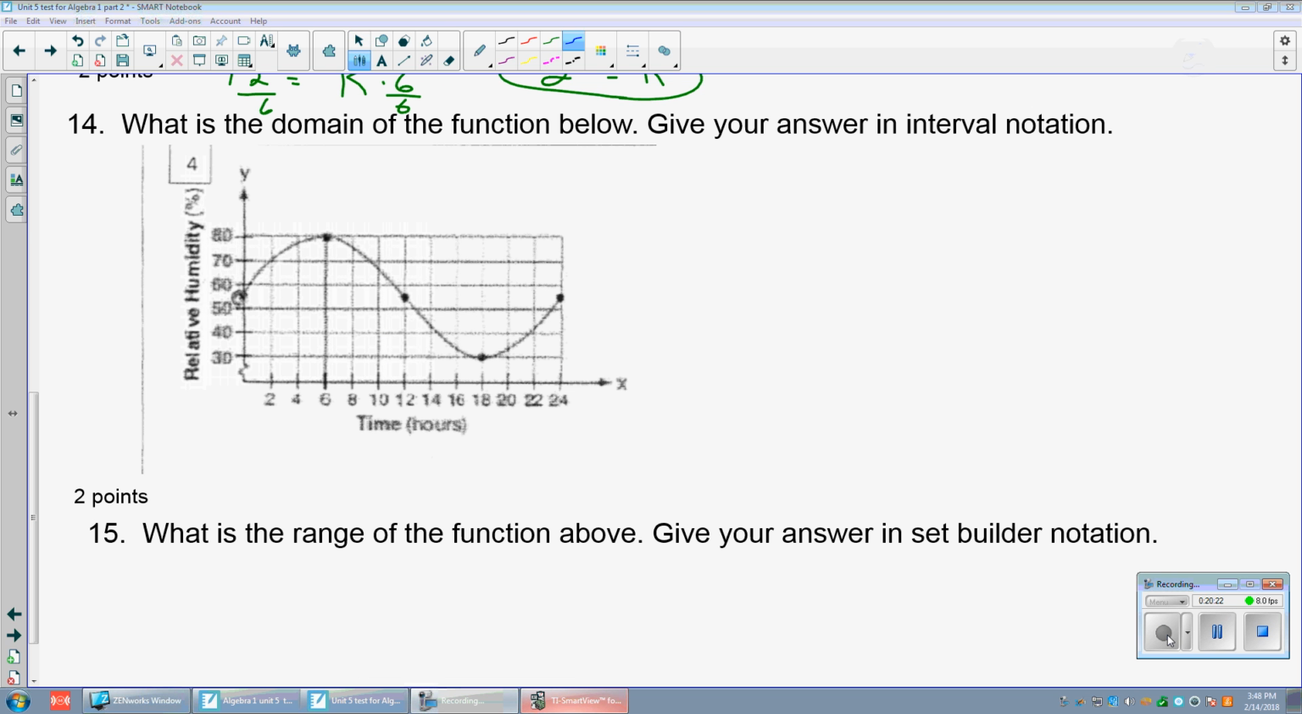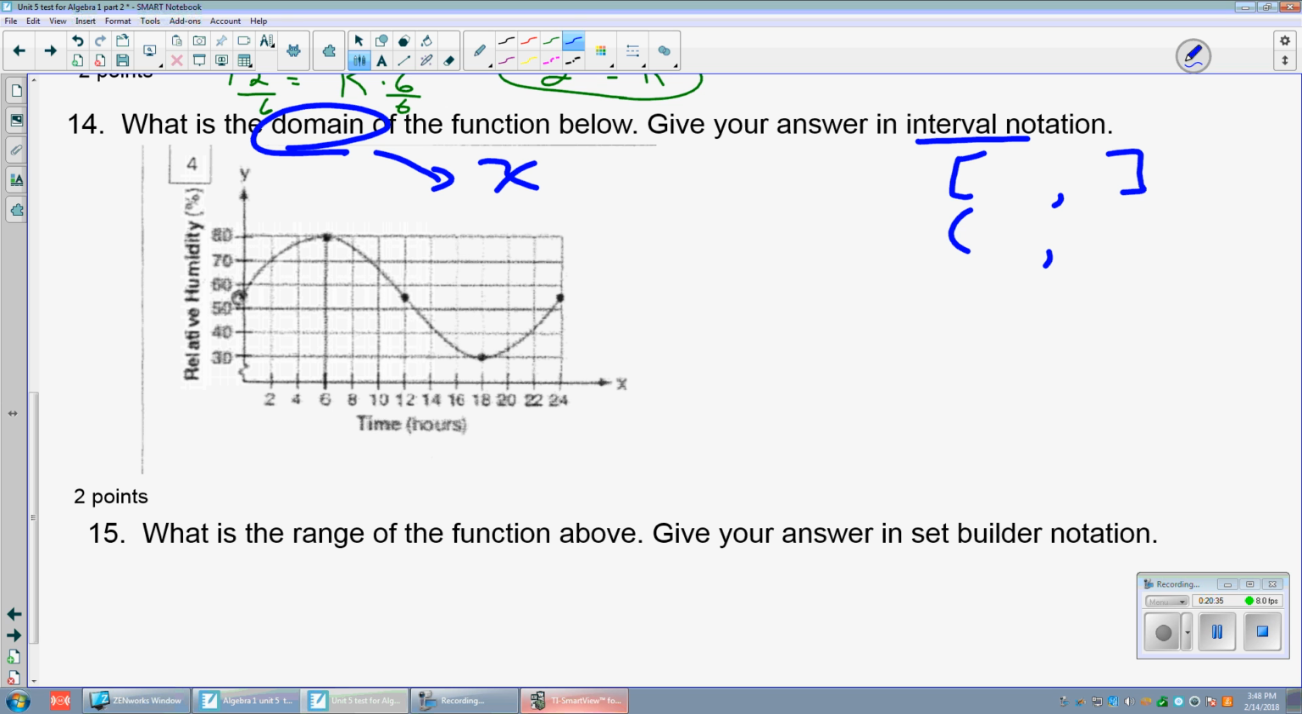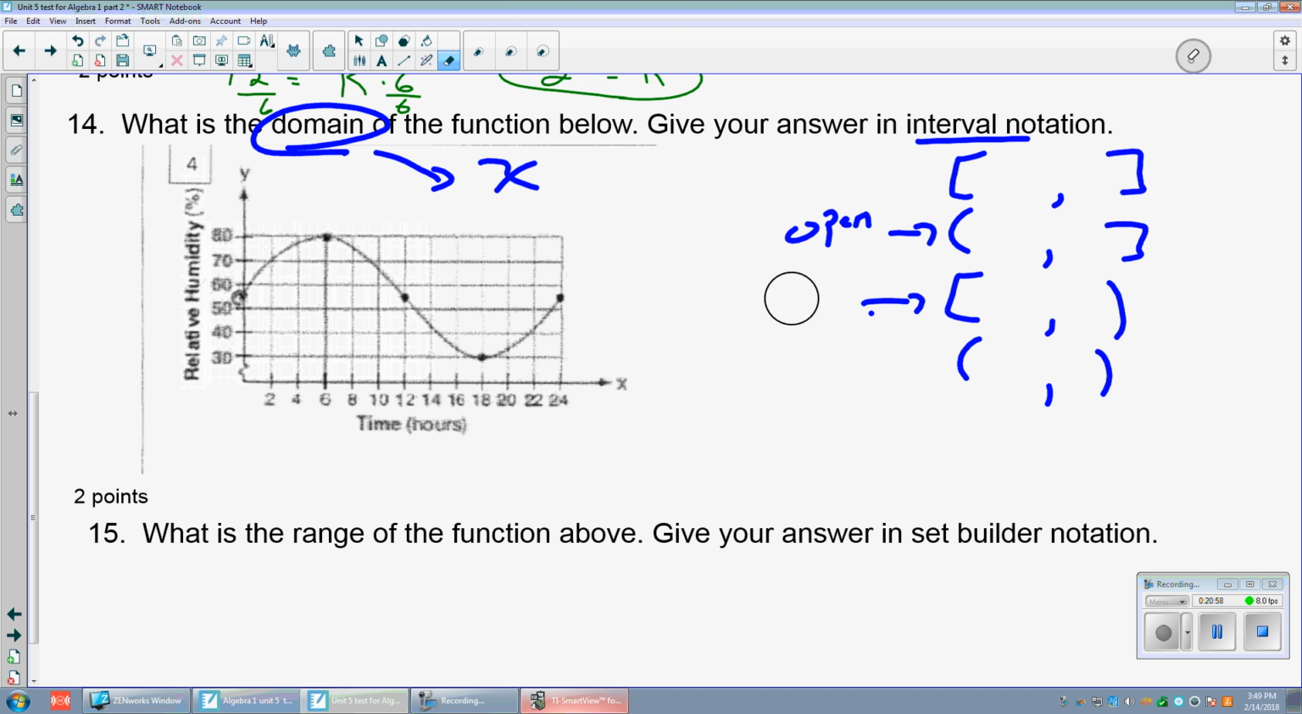Two-part question here. It says, what is the domain? What are the x values of the function given below? Give your answer in interval notation. Interval notation can have stuff like this, or stuff like that. Just had to make sure I had all the options. What does this mean? That means open. That means closed.